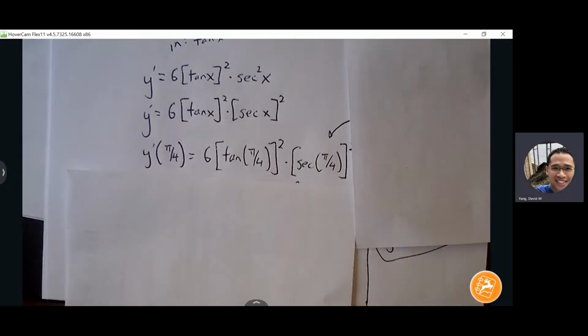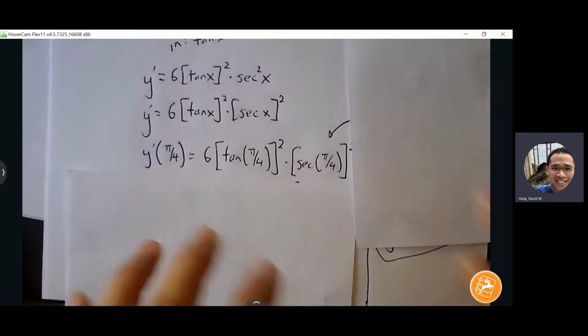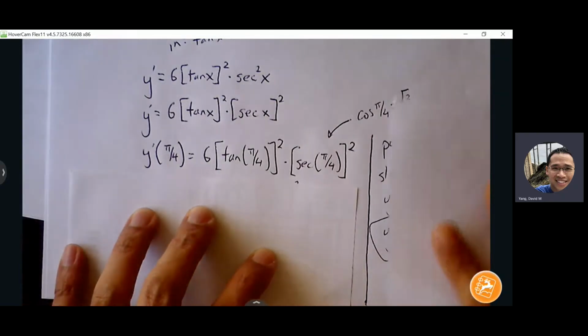Okay, so again, tangent of pi over 4 is 1. So that's easy. Secant of pi over 4, maybe this is not as recognizable to you, but what's related to secant? Cosine, right? And cosine of pi over 4 is root 2 over 2. So therefore, secant is going to be what? Yeah, 2 over root 2. So you can either rationalize it or you can leave it as 2 over root 2. Either way, it'll clean up nicely later on.